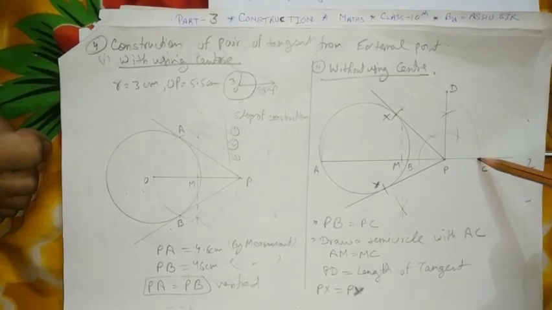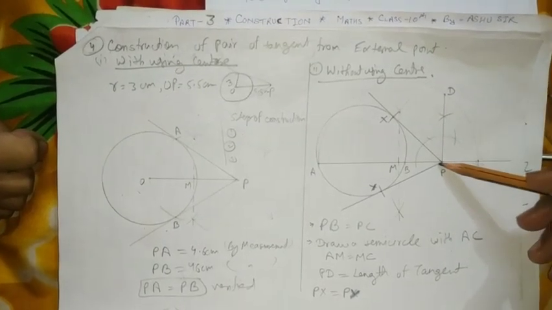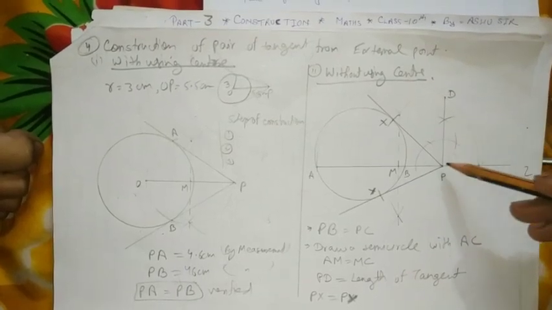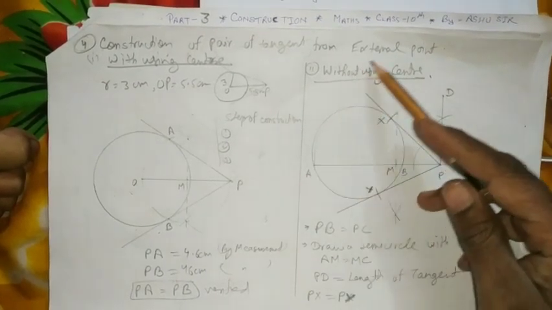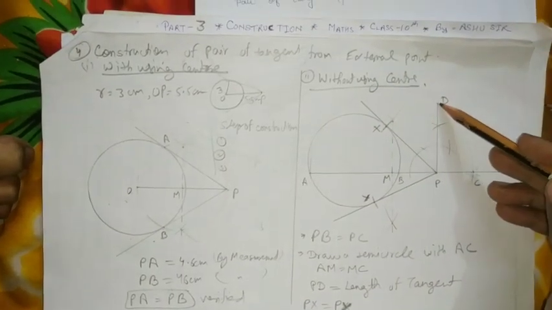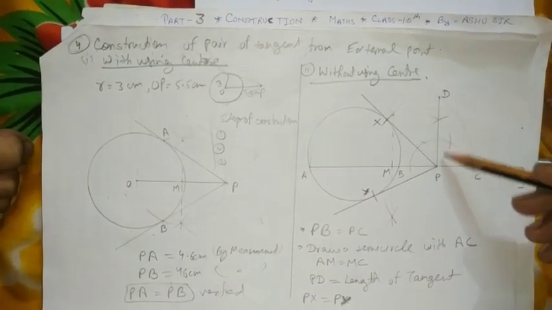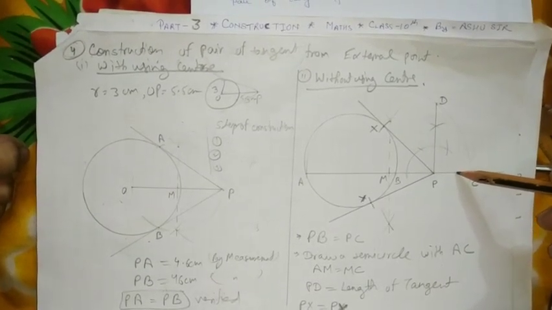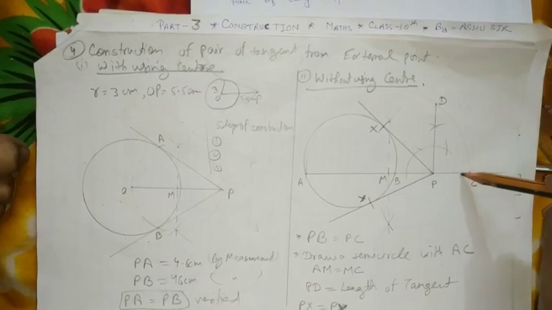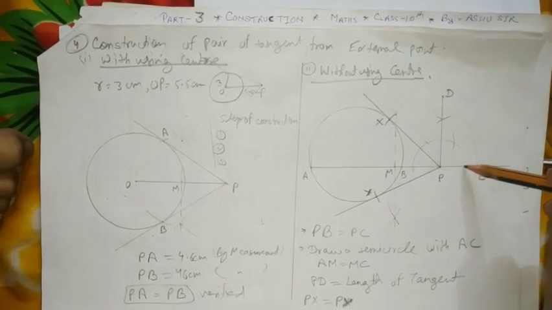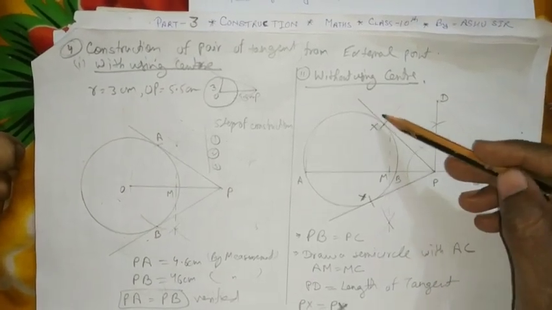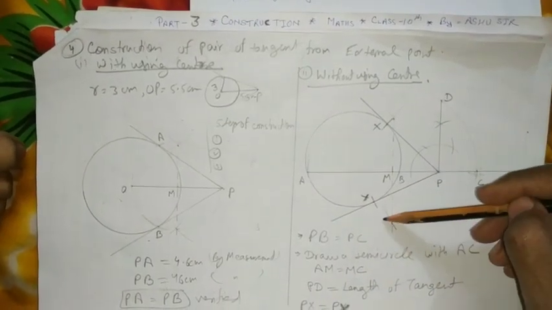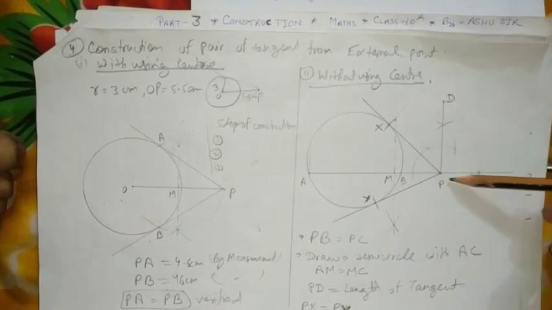Next step, at point P, that is the external point, construct a right angle. This right angle intersects the semicircle at D. This PD is the length of tangent. So take PD as the tangent length with center P. Cut two arcs on the circle, X and Y. Join PX and PY. That's the required tangents PX and PY.